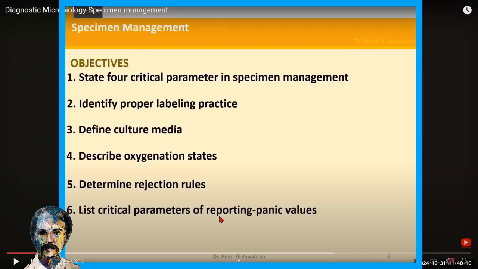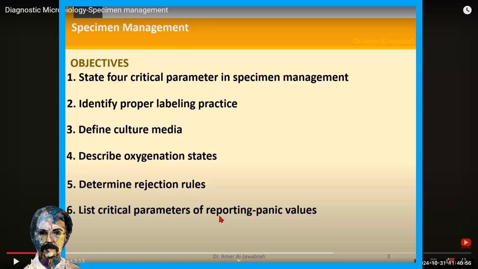In certain instances, you might see a result that is incompatible with life. Let's say you have sugar, glucose. In the lab, if you see glucose 10, that's impossible because nobody has a glucose value of 10. Or if you see it at 60, then this is a panic value. You know what panic means? Panic means frightened. A panic value is a value that makes you afraid, because the patient might die.